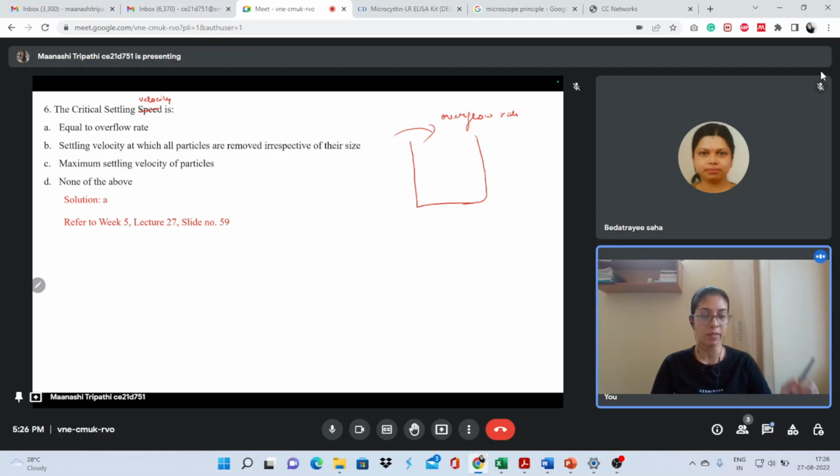If the particle settling velocity is more than overflow rate, it will settle. If the particle settling velocity is less than overflow rate, it will not completely settle. It will not be completely removed. It will be removed in some ratio. This is particle settling velocity and this is our overflow rate. So if settling velocity is more than overflow rate, all the particles will settle. If it is less, then it will be settled in ratio.